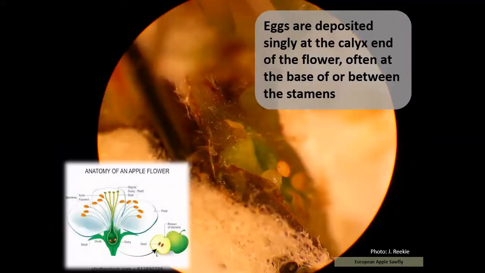Now, with sawfly, the adults start laying their eggs during bloom, and they lay these eggs into the base of the flower. So as that fruitlet begins to develop, so does the egg, and the larva hatches and begins feeding immediately within that developing fruitlet.